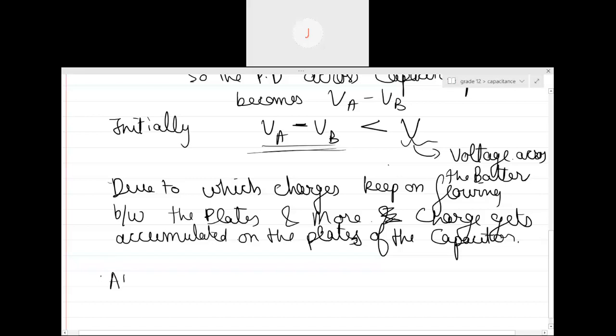Then what if we connect the battery in the opposite way? So the polarity of the battery will change. Plate B will get a positive charge and plate A will get a negative charge. That's it. Only the polarity of the charges is reversed. Nothing else.